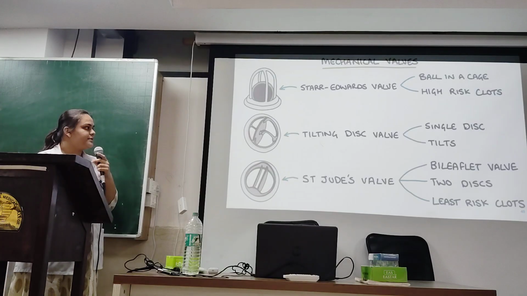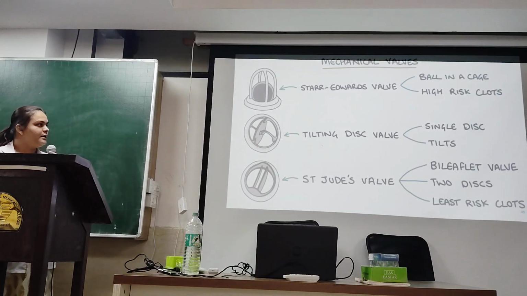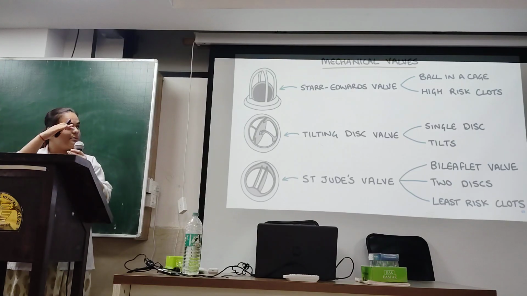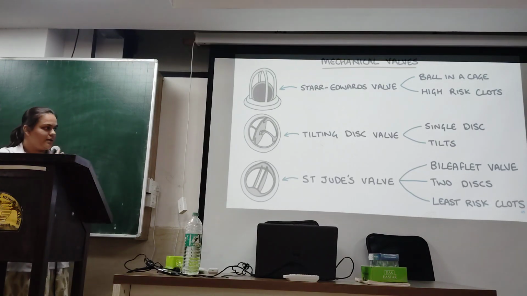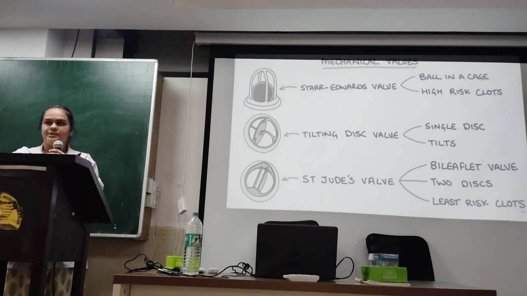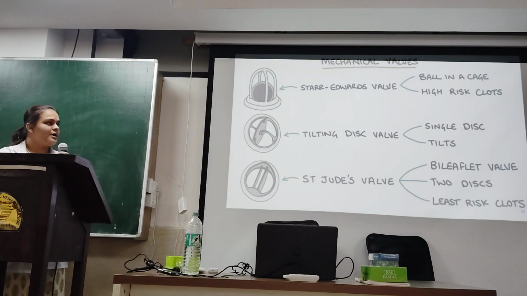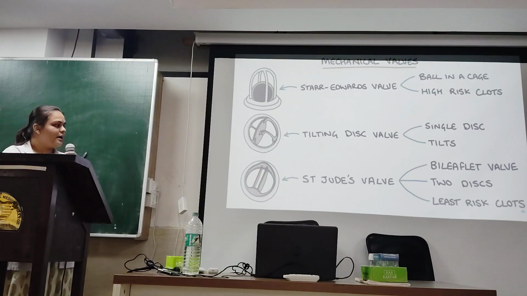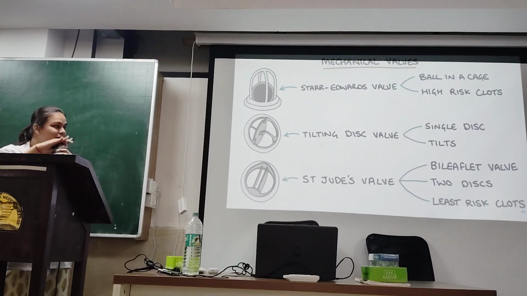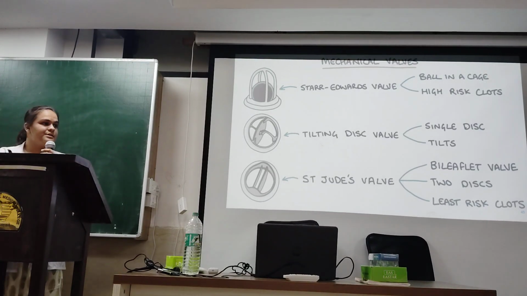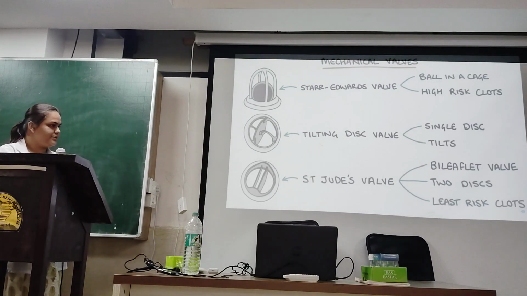Next is the tilting disc valve. Here the disc will tilt to an angle, thereby allowing the blood to flow, and then it will again close and prevent the backflow. But here also it has the same disadvantage, that it has a turbulent flow. So what we use currently is the St. Jude's valve. Here there are two leaflets, as you can see, thereby dividing it into three channels. So the flow is relatively smoother, thereby the chances of clots, thrombus, embolism and stroke are less. So it is used today.